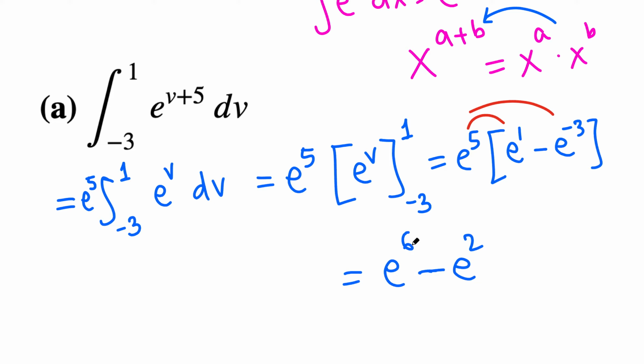And by the way, this is it, because e raised to 6 is a decimal number minus e squared is also a decimal number. The best you can do is pull e squared out. That makes e to the 4th minus 1, but this is no better than this, so you may leave it here.